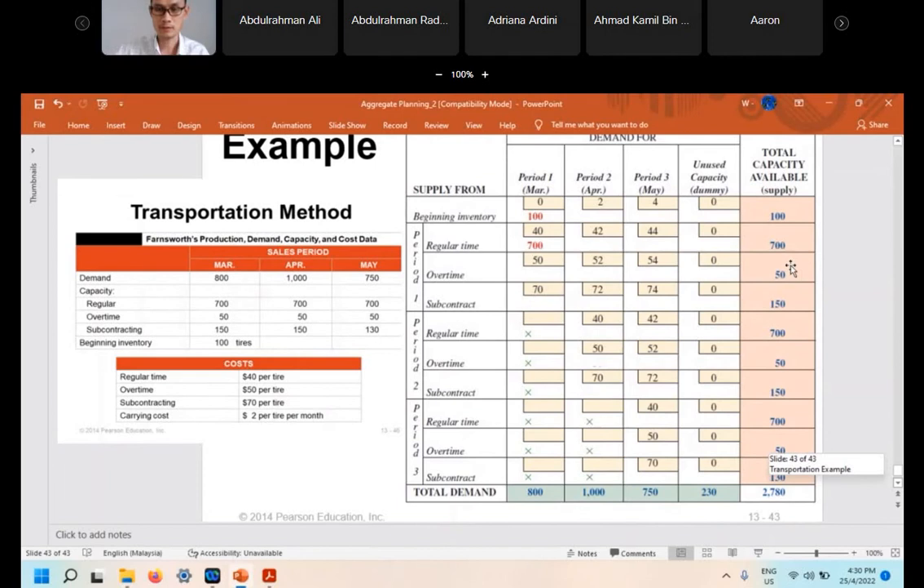Okay, let's move on to the next cell with the minimum cost. This cell, 50. Anything I can assign here? Any production quantity that I can assign using overtime for March? Okay, the answer is no. Why? Because I already fulfilled all the demands already. I cannot assign any units here.